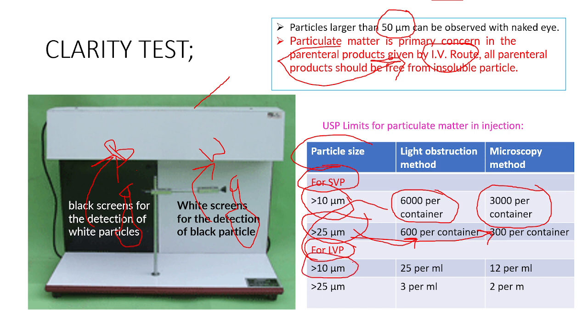Next one is in case of large volume parenterals. If the particle size is greater than 10 micrometer, in the light obstruction method, only 25 particles per ml. But in case of the microscopic method, 12 particles per ml. Greater than 25 micrometer particle size, in case of the light obstruction method, only 3 particles per ml can be allowed. Only 2 particles per ml can be allowed in case of the microscopic method. So this is about the clarity test.